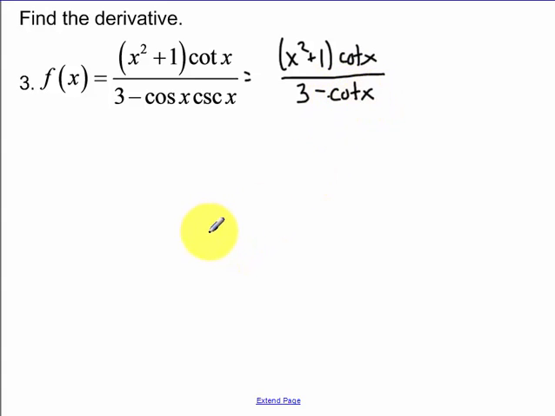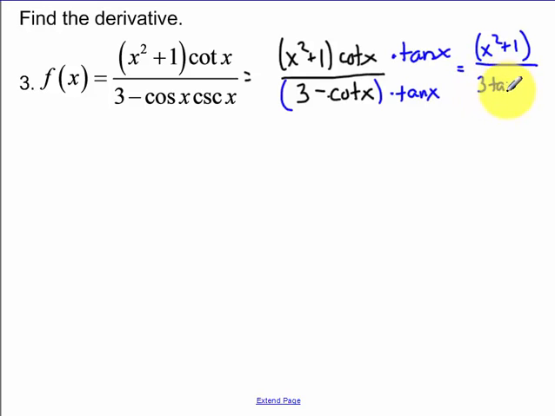Okay, now this actually makes our life pretty easy. Because notice how I have a cotangent being multiplied up here, and I have a term with a cotangent on the bottom. If I multiply both of those terms by tangent on the top and on the bottom, we simplify to x squared plus 1. Distribute your tangent through, we get 3 tan x minus 1. That makes our life a little bit easier.